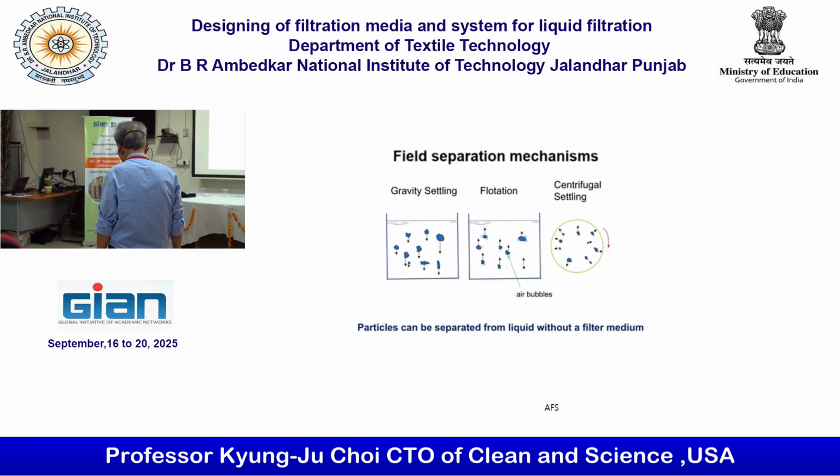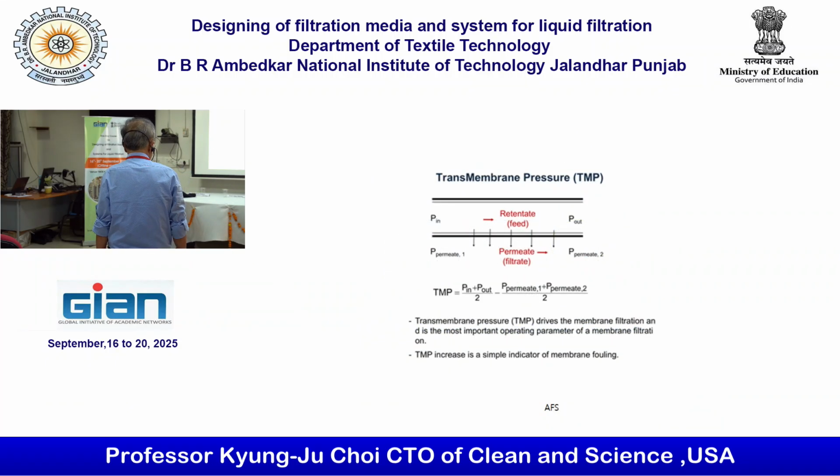Transmembrane is more like the cross-flow membrane. In the TMP, transmembrane pressure, you have to know P incoming and P outlet. Then you can calculate the P, and then P permeate 1, P permeate 2. So the coming out permeate is different. So somehow you have to know the permeate. What is permeate? It's solution. The solution density is going to be different.